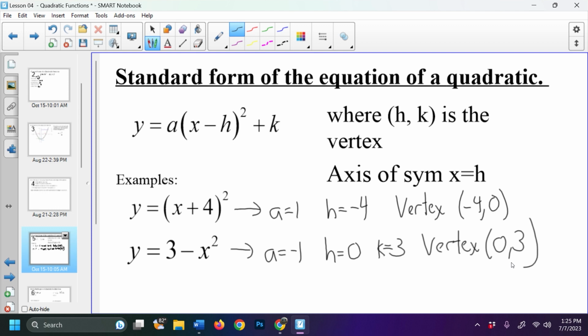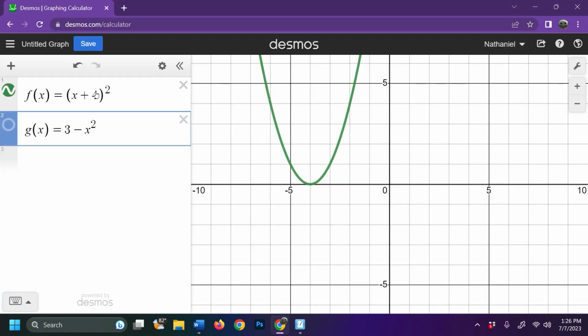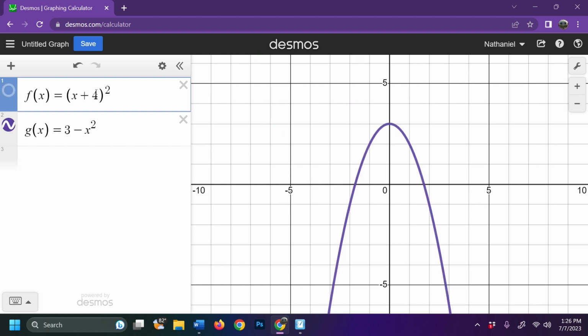Now we can check those both real quick. We go over to Desmos. And our first one was f of x is equal to quantity x plus 4 squared. If we want to find a vertex, all we have to do is click on that vertex, and we can see that it is in fact negative 4, 0. In the second example, we had g of x is equal to 3 minus x squared. We can see that because the leading coefficient is negative, it opens down. And our vertex is, in fact, at 0, 3.